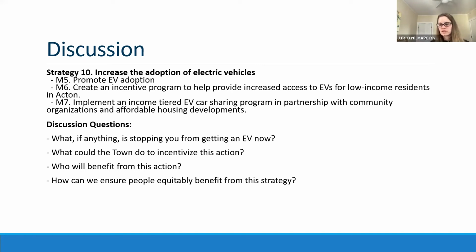The first one we wanted to ask the group about was strategy 10, which is to increase the adoption of electric vehicles. That is a conglomeration of three actions in the blueprint. One was promoting EV adoption. Another was creating an incentive program to help provide access to EVs for low-income residents. And the final one was implementing an income-tiered electric vehicle car sharing program in partnership with community organizations and affordable housing developments.